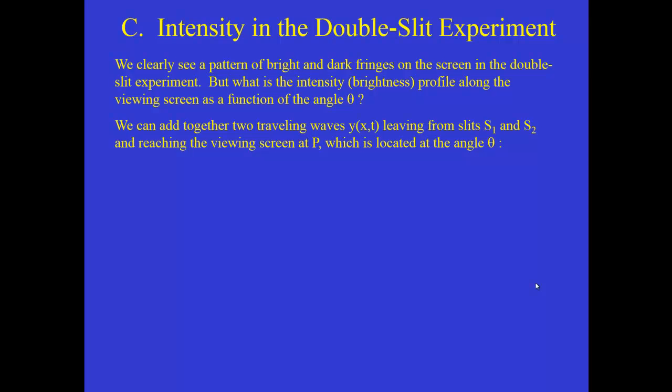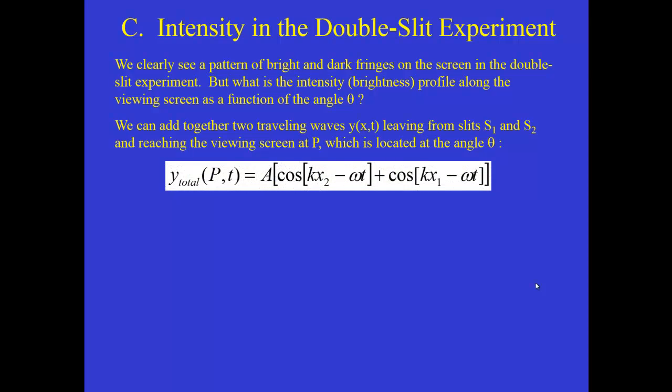As a simple model for understanding what the intensity of light will be at a particular point on the screen, let's model the light coming through each slit as a traveling wave and look at what happens to those traveling waves when they reach a common point on the screen, P, that's at an angle theta away from the horizontal. The two traveling waves travel slightly different distances. x2 and x1 are the two different distances, and we see the familiar form for the two traveling waves.